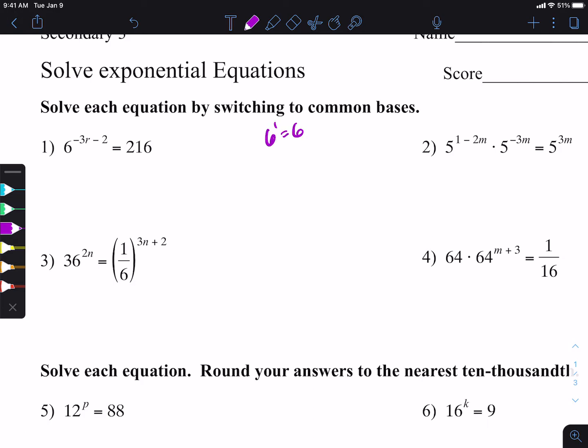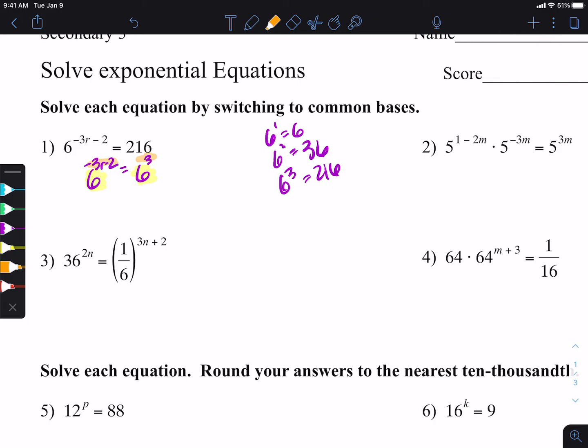So if I think 6 to the first, that's 6. 6 squared, that's 36. If we do 6 to the third power, that is indeed 216. So what I can do is rewrite this right side as 6 to the third. So 6 to the negative 3r minus 2 equals 6 to the third. Well, notice that our bases are exactly the same, so that means that we want our exponents to be matching in order for these to be equal.